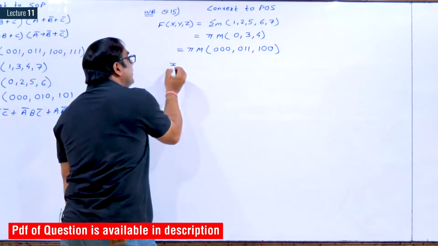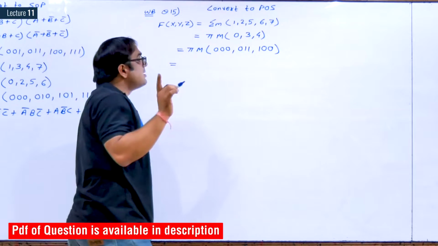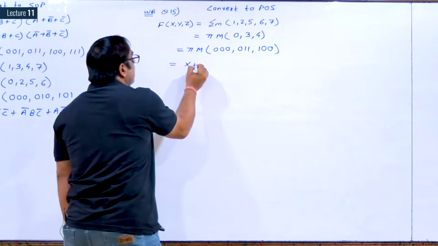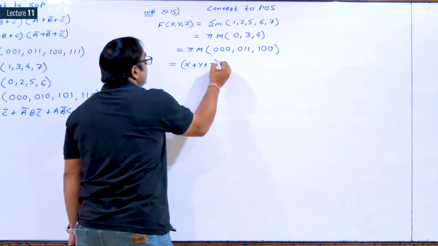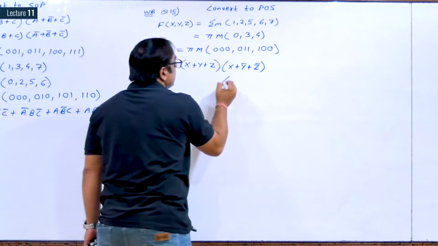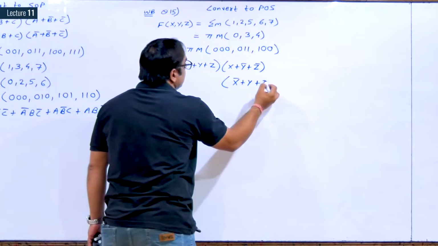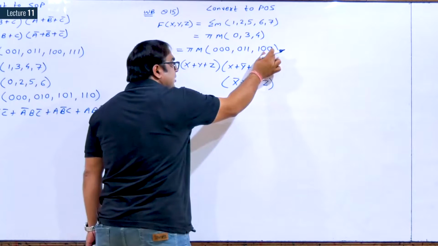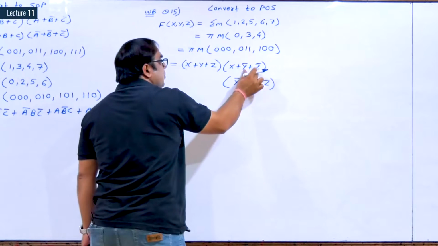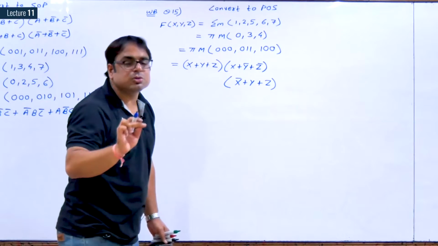Final step, convert to variables. In maxterms or POS, 0 corresponds to normal, 1 corresponds to complement. So this will become x plus y plus z, x plus y complement plus z complement, x complement plus y plus z. Complement corresponds to 1, 0 corresponds to normal. These things you should make sure.